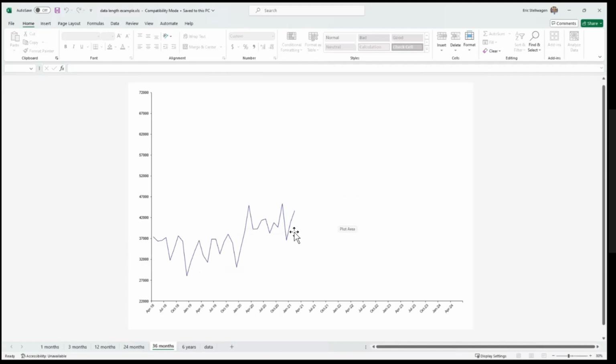So I now have 3 years worth of data. The seasonal pattern has become pretty easy to spot, but the trend is still problematic. And this is a real data set. Let's get some more data.